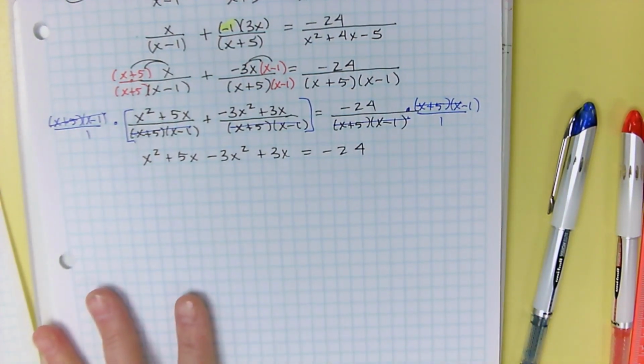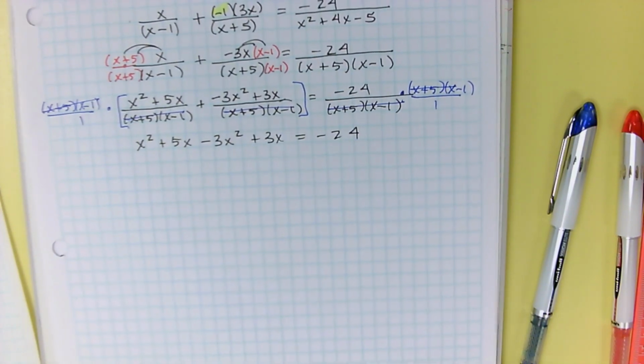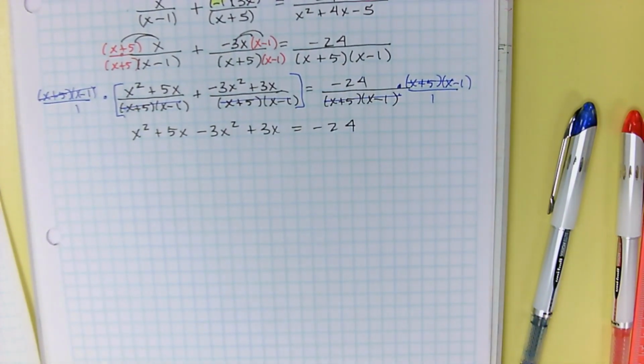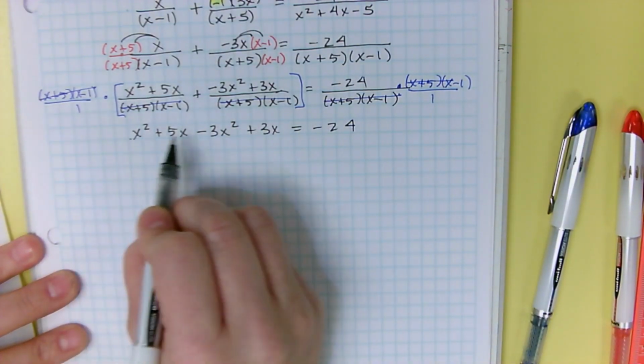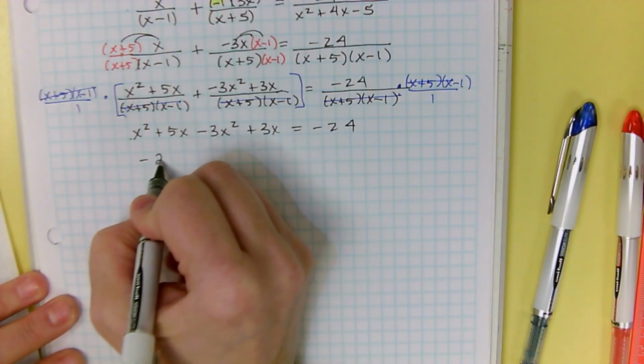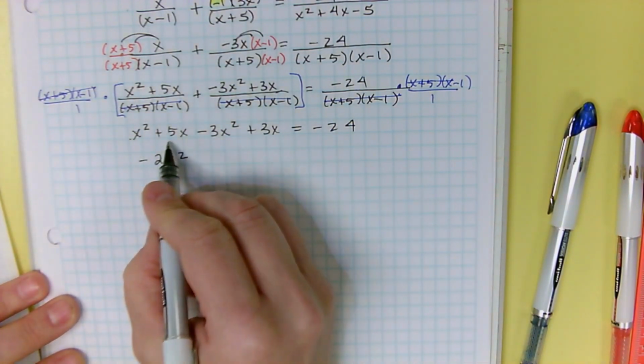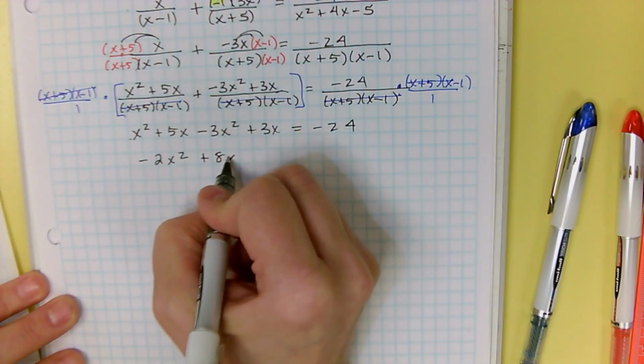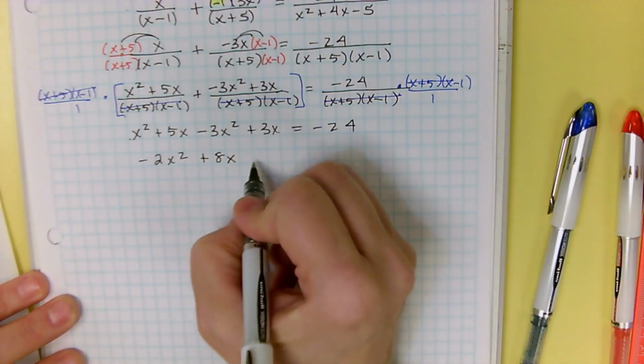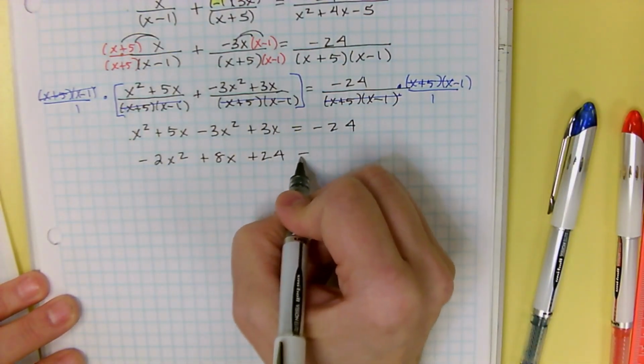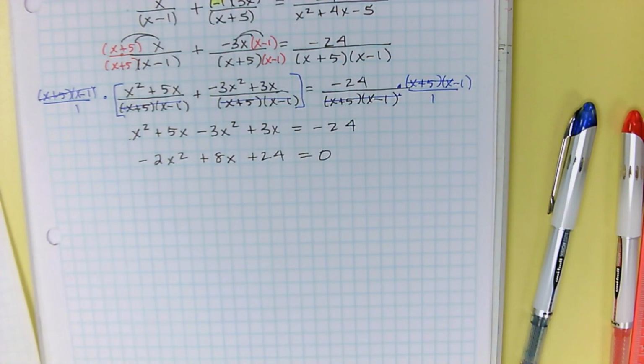Much simpler to solve. All right, noticing that I have x squareds, we're going to need to make this equal to 0 and then factor it. So first, let's simplify. 1 minus 3 is negative 2x squared. 5x plus 3x is 8x. And if I add 24 to the left, I get a plus 24 equals 0.